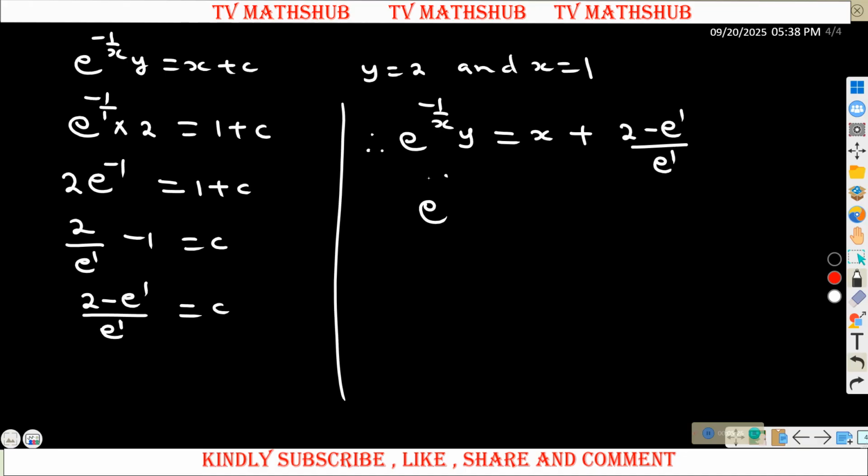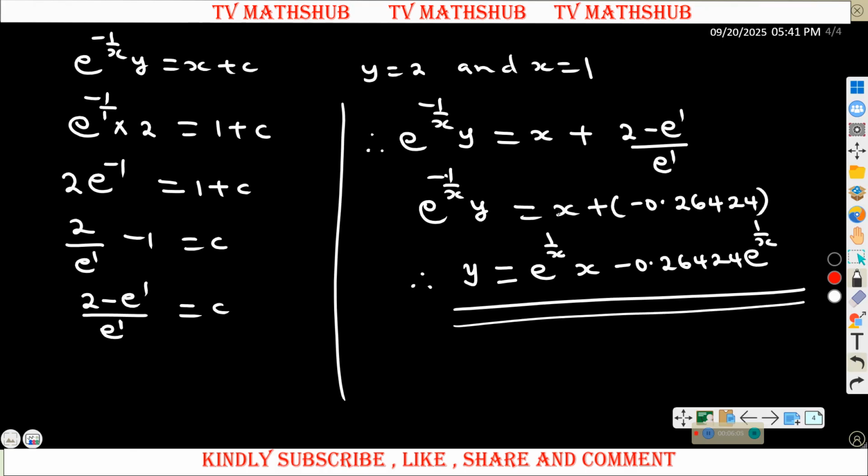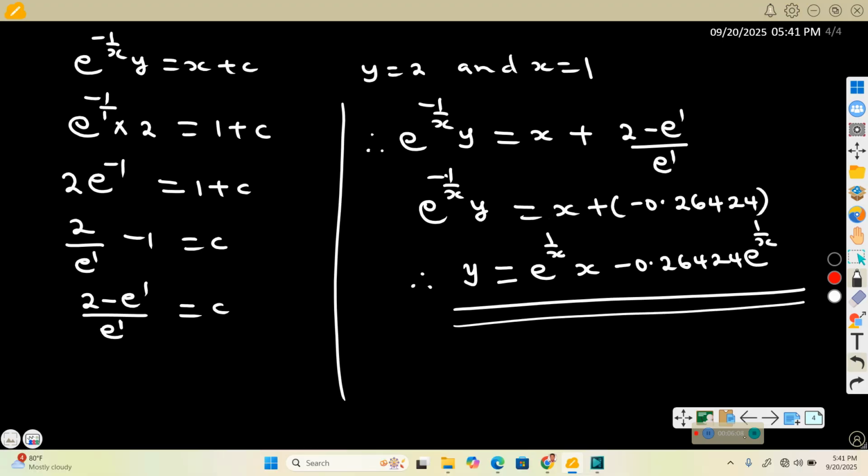So you can have this as e to the power negative 1 over x times y, which is equal to x plus the simplified expression. When we simplify this, it can finally be written as y, which is equal to x e to the power 1 upon x, when we divide through by e to the power negative 1 over x on both sides, then minus 0.26424 e to the power of 1 upon x. So this is basically what we shall get as the answer.